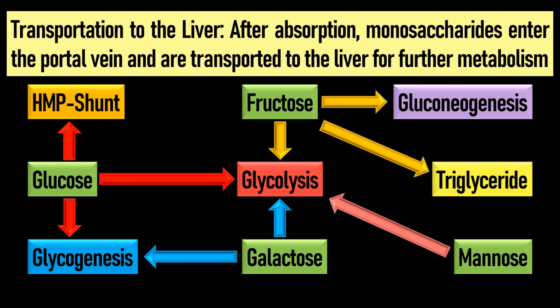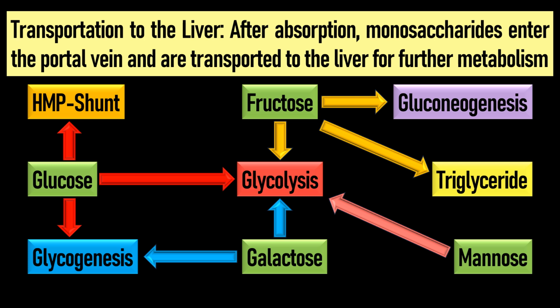Fructose is primarily phosphorylated by fructokinase to fructose 1-phosphate. Fructose 1-phosphate is then split by aldolase B into dihydroxyacetone phosphate and glyceraldehyde. Dihydroxyacetone phosphate then enters glycolysis or gluconeogenesis pathways. Glyceraldehyde can be phosphorylated to glyceraldehyde 3-phosphate and enter the glycolysis pathway, or can be converted to glycerol 3-phosphate for triglyceride synthesis. Galactose is phosphorylated by galactokinase to galactose 1-phosphate.